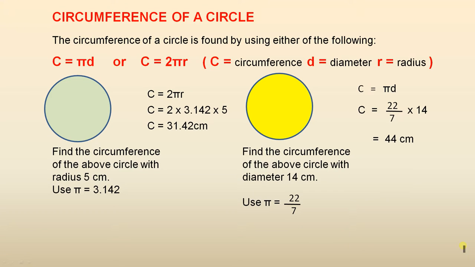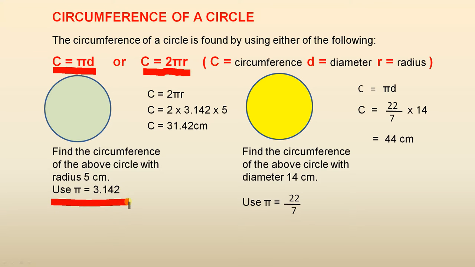The circumference of a circle. The circumference of a circle is found by using either of the following. You can use C equals pi d or C equals 2 pi r. Now C is the circumference, d is the diameter, and r is the radius. So here's an example looking at the green circle here. Find the circumference of the above circle with radius 5 centimeters.